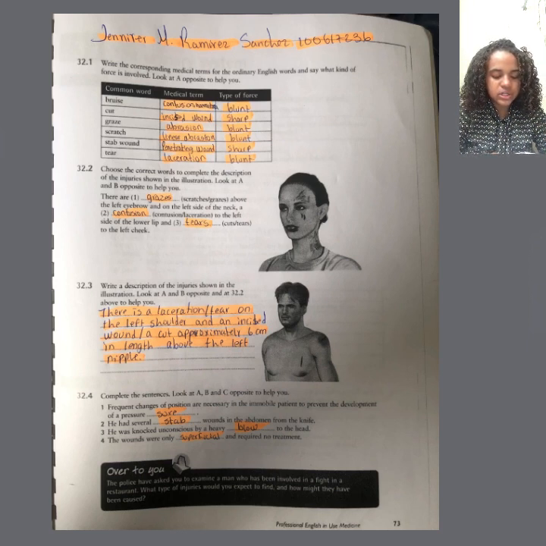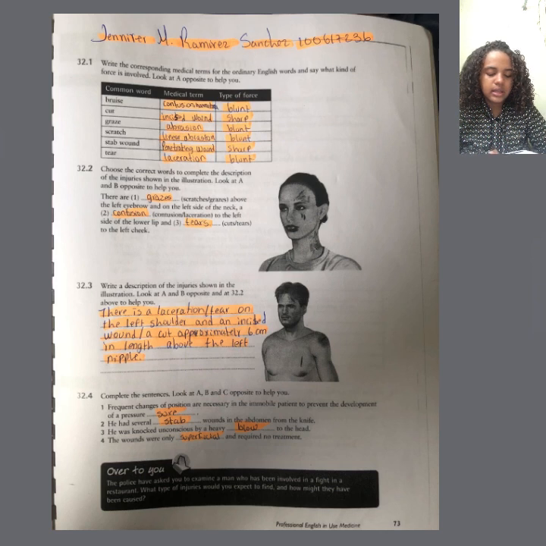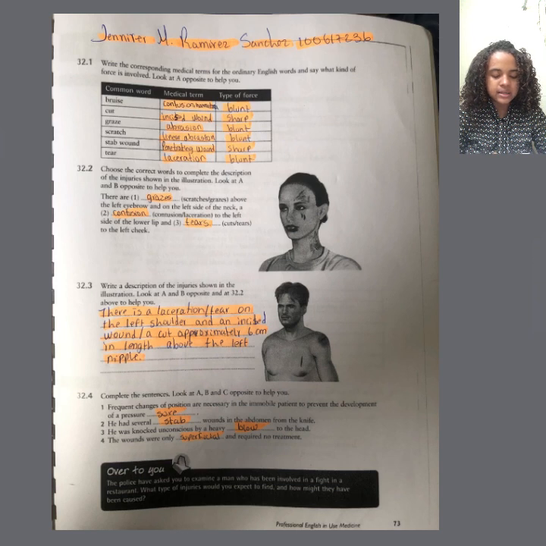Write a description of the injury shown in the illustration. Look at A and B opposite and at 32.2 above to help you. There is a laceration, a tear, on the left shoulder and inside, which measures approximately 6 centimeters in length above the left nipple.